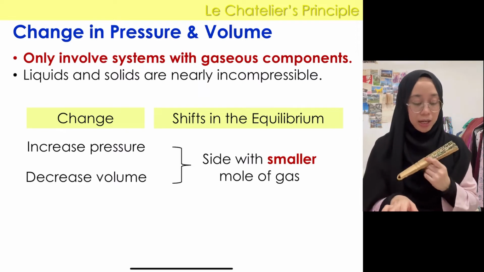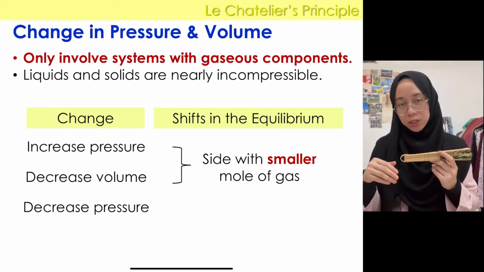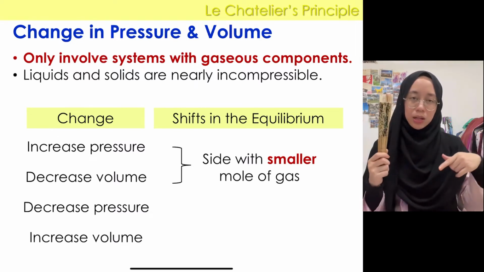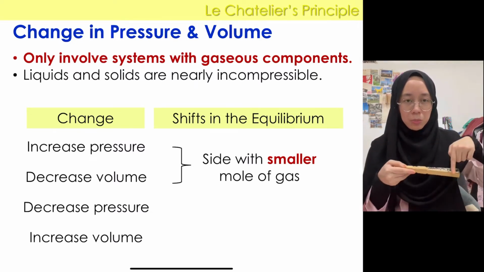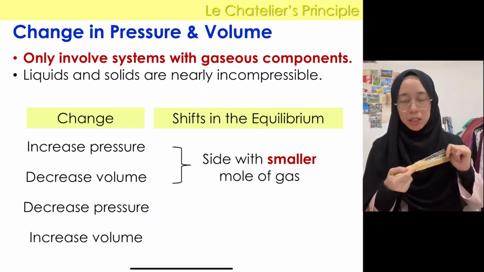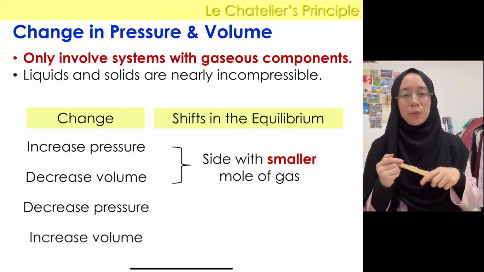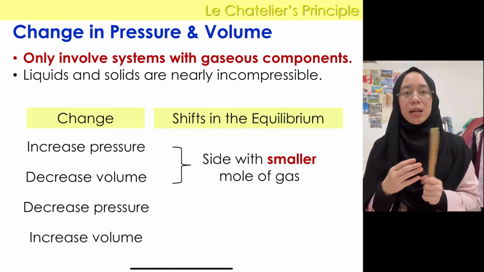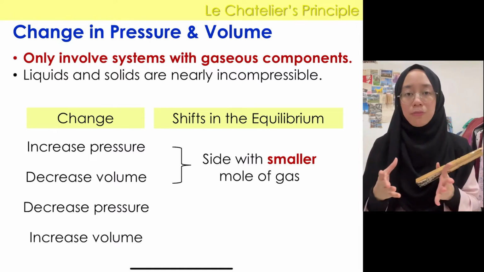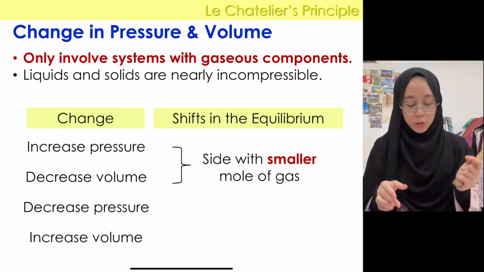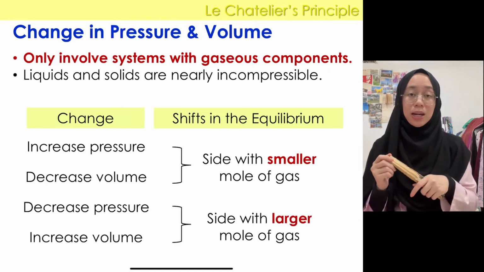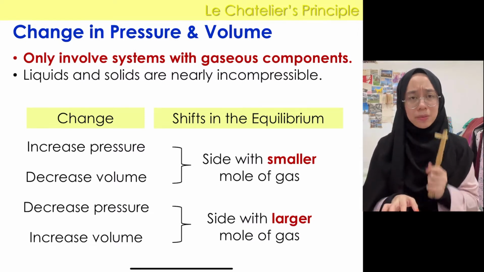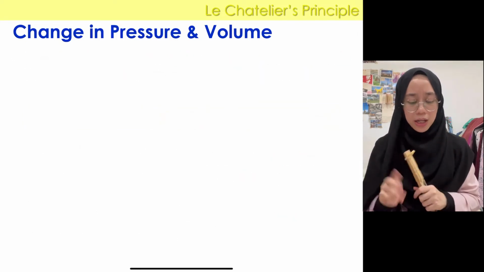Okay, and then kalau kita decreasekan the pressure, so what's going to happen now is volume pula akan increase. So kalau kita decreasekan the pressure, bermaksud sistem tu akan try naikkan semula the pressure. Okay, so kalau dia nak naikkan semula pressure, bermaksud the system dia akan prefer lagi side yang lagi banyak dia punya number of mole of gas dia. Okay, so untuk ini dia akan shift to the side that has a larger number of mole. Okay, mole of gas. Okay, so macam mana sebenarnya benda ni? Okay, let's try and have a look dekat example.